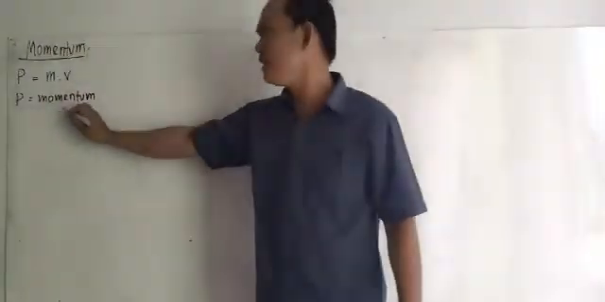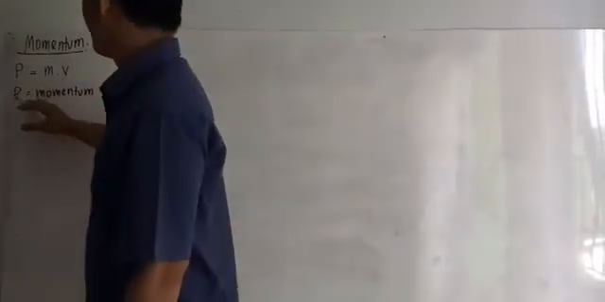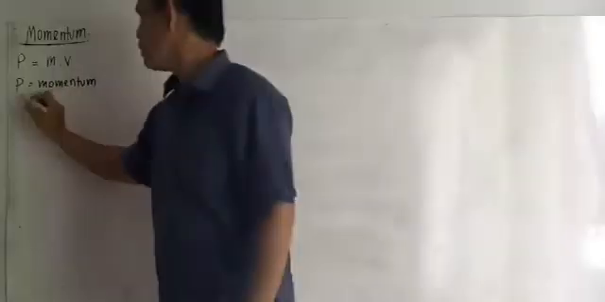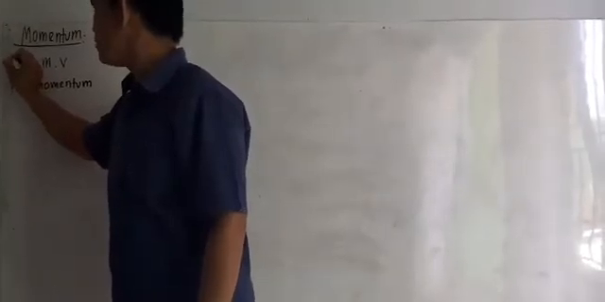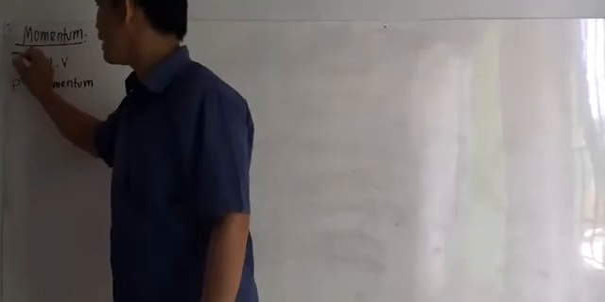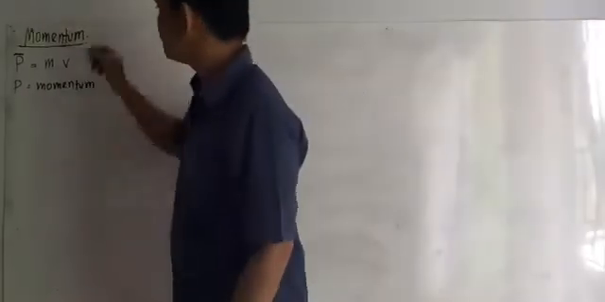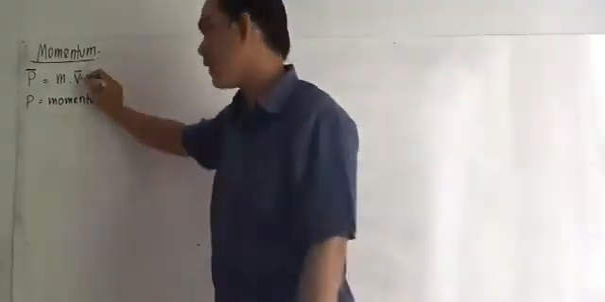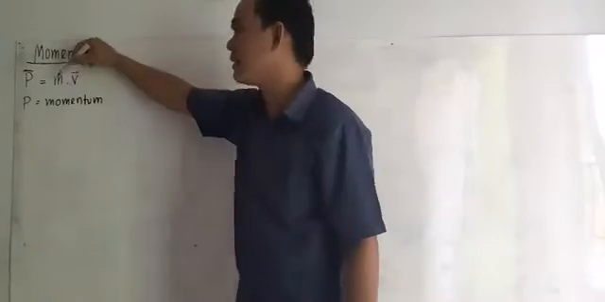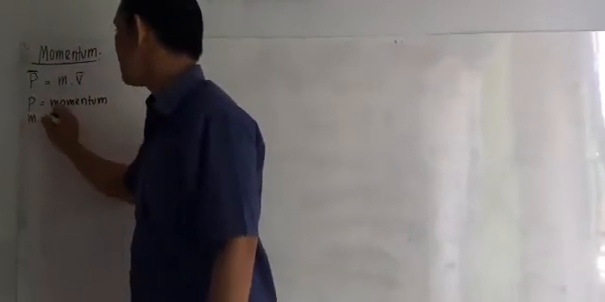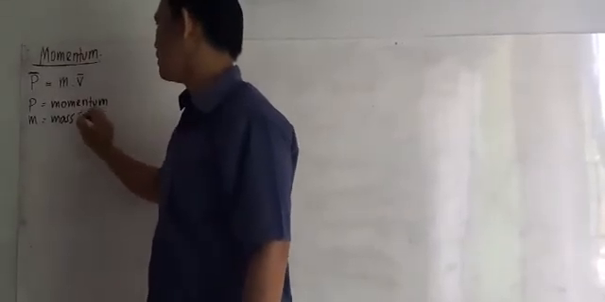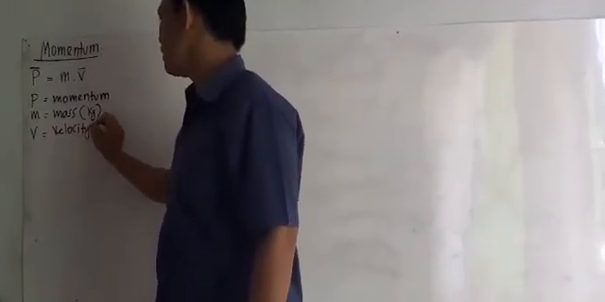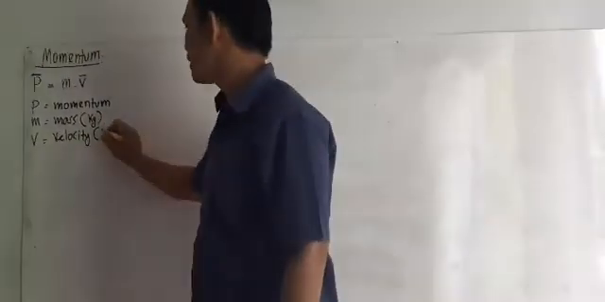So the momentum, or p, also has direction. It is called a vector. A vector is always signed with a line above the letter, like this. This means that v is a vector and p is also a vector, but m, mass, is a scalar. So for the momentum p, m is mass, with the unit of kilograms, and v is velocity, and the unit of velocity is meter per second.